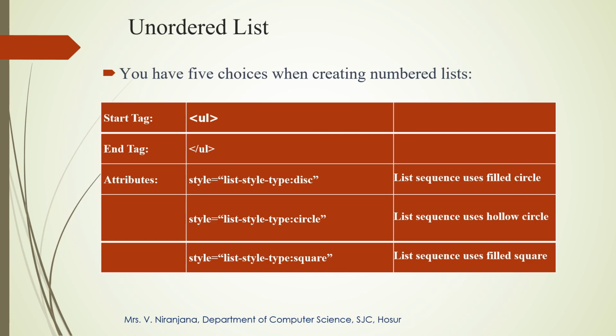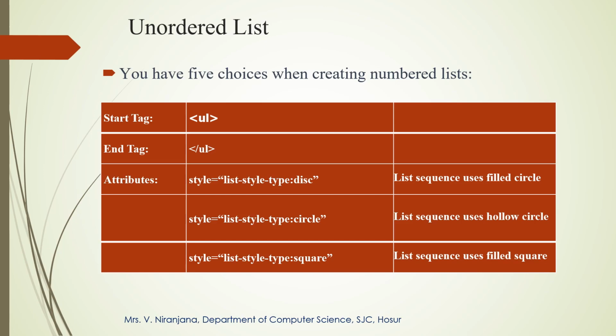The second type is called the circle. The list style type is equal to circle. Now this circle will use a hollow circle format. And the third one is square. The bullet will appear in a square, that is a filled square format.